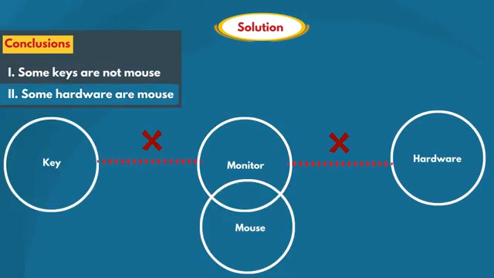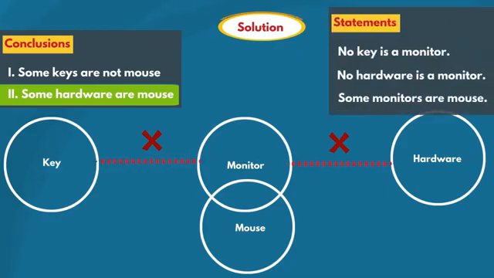Second conclusion. Some hardware are mouse. In this conclusion, there are no negative words like no or not. So this is a positive definite conclusion. For this type of conclusions, no need to draw alternate diagram. So check this conclusion with a basic diagram. In the statements, they didn't give any relation between hardware and mouse. Here in the diagram also, there is no direct relation between hardware and mouse. So conclusion 2, some hardware are mouse, is false.